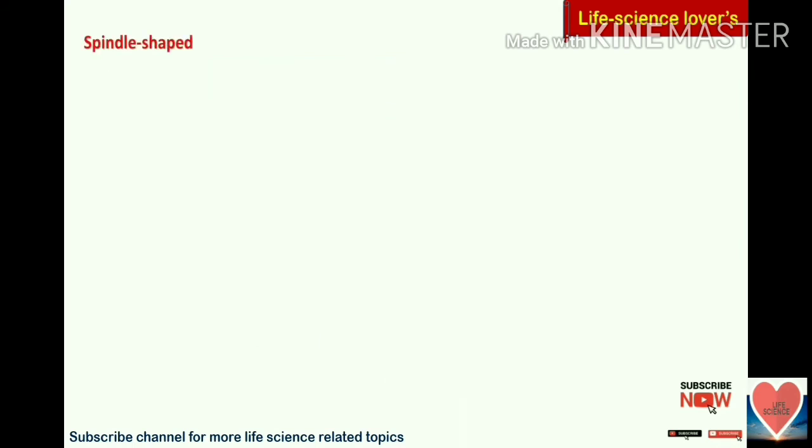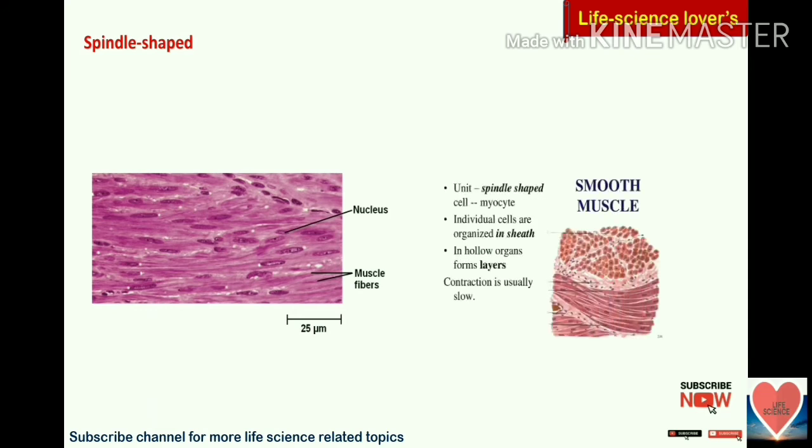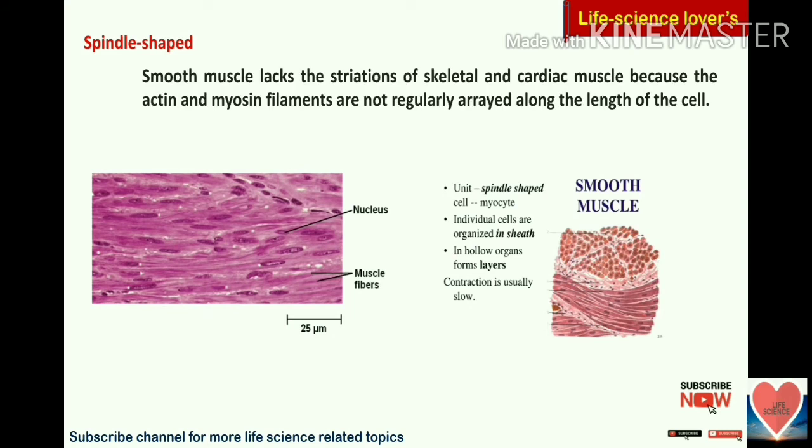Then spindle shaped. Here an example is smooth muscle fibers, and this is smooth muscle. You can see the smooth muscle fibers and the presence of a nucleus. Some points for smooth muscles: they are myocytes. Individual cells are organized in sheets. In hollow organs they form layers. Contraction is usually slow. Smooth muscles lack the striation of skeletal and cardiac muscles because the actin and myosin filaments are not regularly arrayed along the length of the cell.